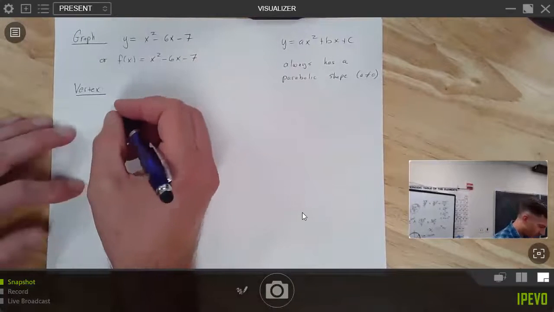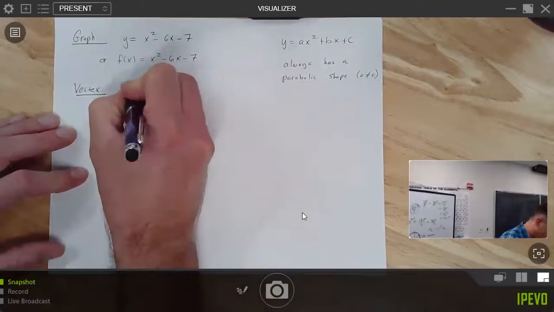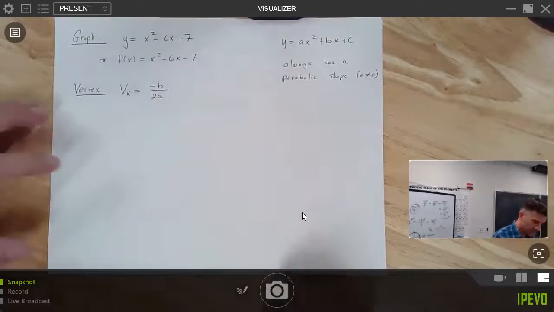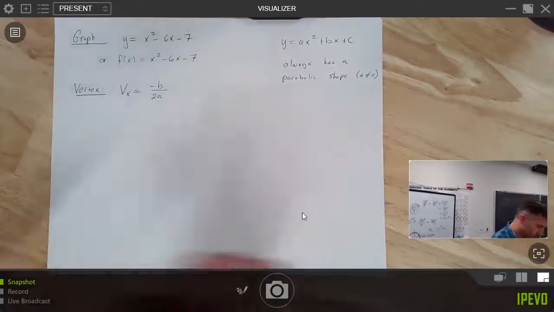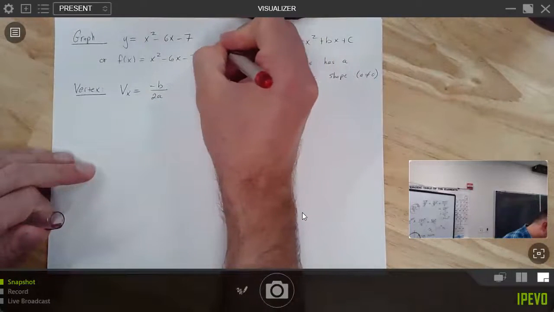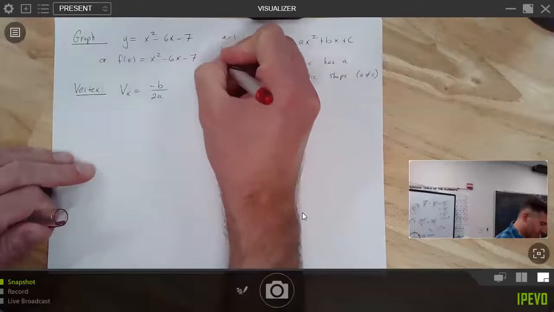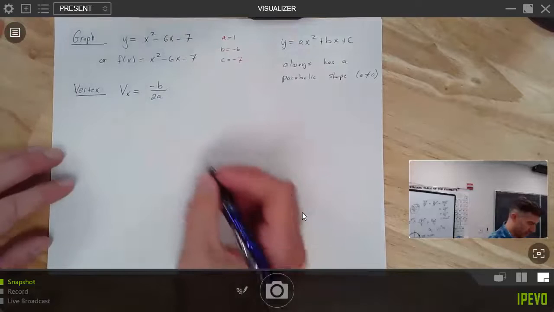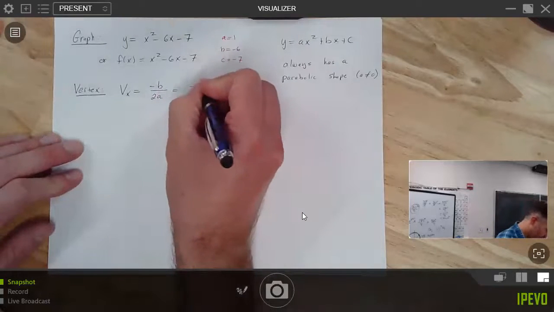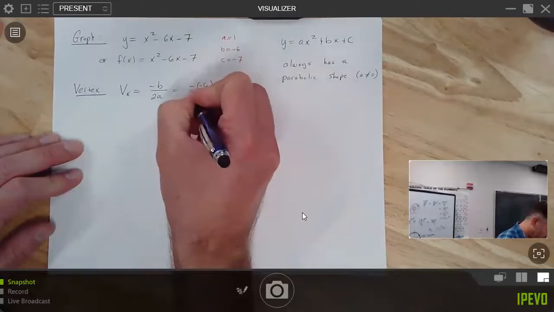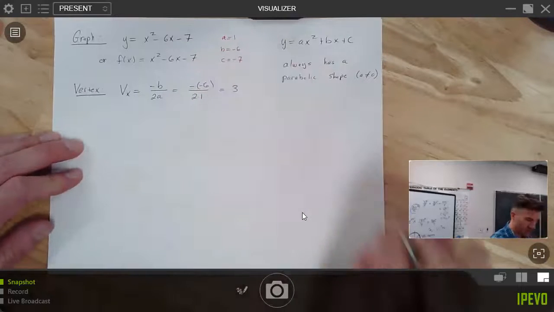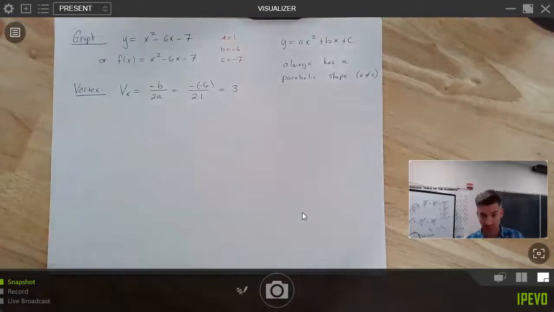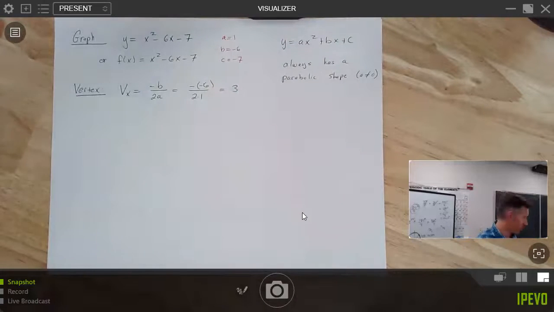All right, so to find the x coordinate of the vertex, it's just going to be negative b divided by 2a. In this particular problem, our a value is 1, our b value is negative 6, and our c value is negative 7. So negative b divided by 2a is negative negative 6 divided by 2 times 1, which is 3. So that's half of the vertex, the x coordinate. We still have to find the y coordinate.